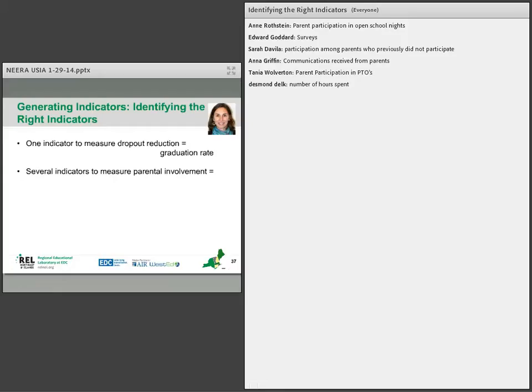That's an interesting one Sarah Davila has: are we seeing participation among parents who previously did not participate? Do we have cohorts of parents or subgroups of parents that we're specifically interested in reaching out to? And are we seeing an increase in the extent to which those parents are coming to open school nights, participating in the PTO, in the number of hours that parents spend in school, in volunteering in school or in the school in general? Do we administer a survey to principals and teachers about parent engagement and find out about the degree of parent engagement via that? So again, you all are getting the juices flowing about the range of ways that we might capture parent involvement.